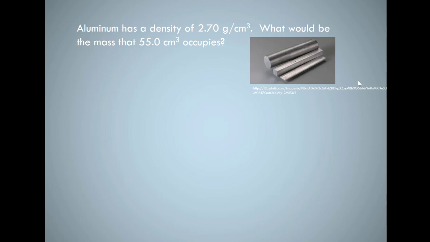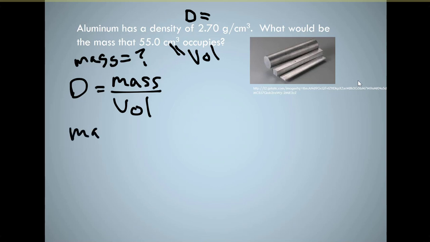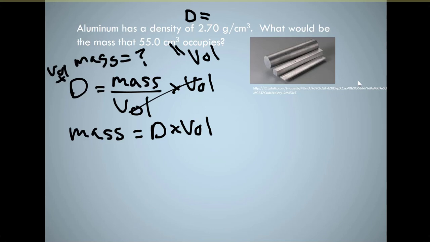Okay, let's do one more. This is our last example. So aluminum has a density of, so I know my density. What would be the mass? So that's what I need to solve for. And I do have my volume. So my volume is right there. So again, density is mass over volume, mountains over valleys. And I want to manipulate it to solve for mass. So mass is equal to density times volume. I just multiply each side by volume. That's how I got that. And volume cancels. And so let me plug into this new formula.